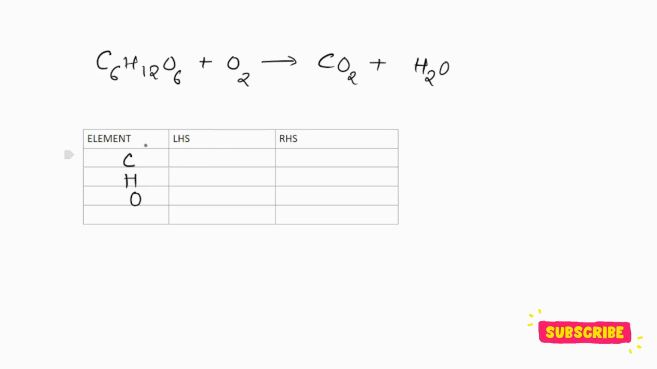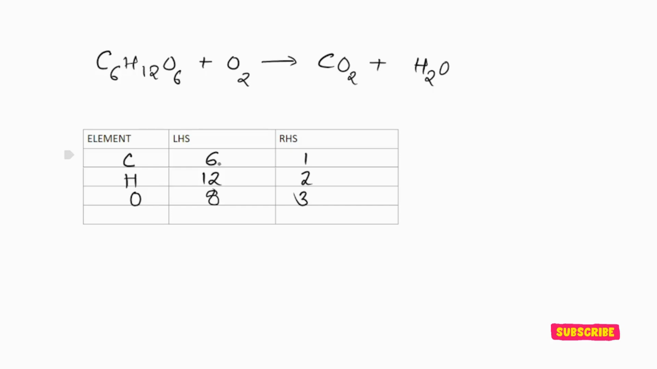Let us write down the numbers. Carbon is 6 on the left hand side, and on the right hand side it's 1. Hydrogen is 12 on the left hand side and 2 on the right hand side. Oxygen is 6 plus 2, 8, on the left hand side, and on the right hand side it is 3. Now let's start the balancing.